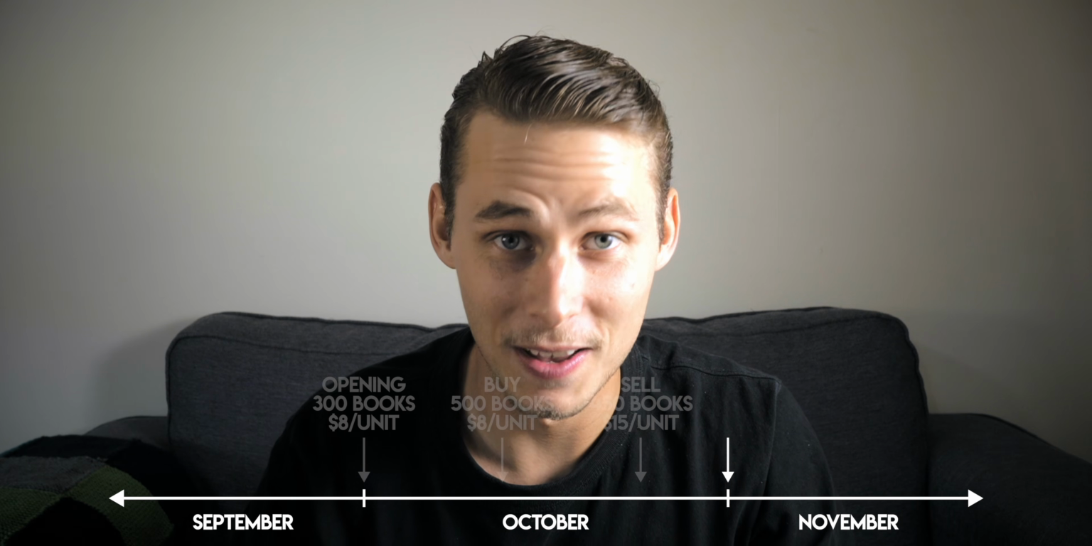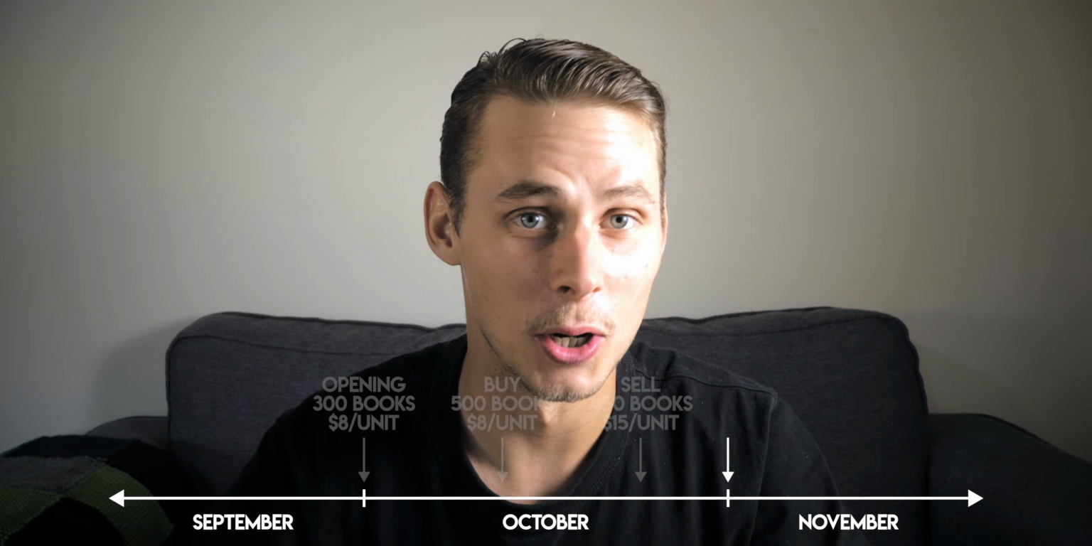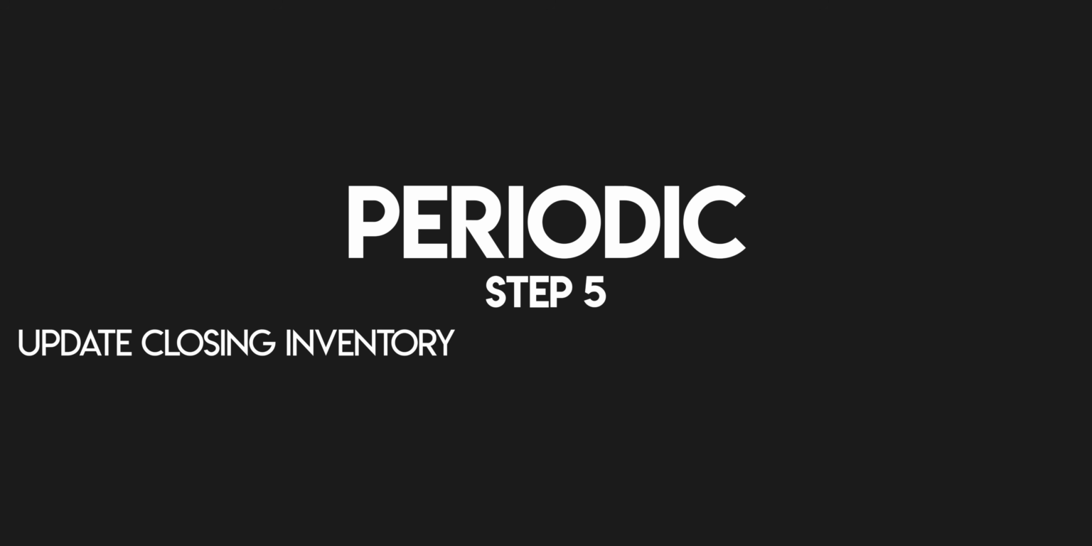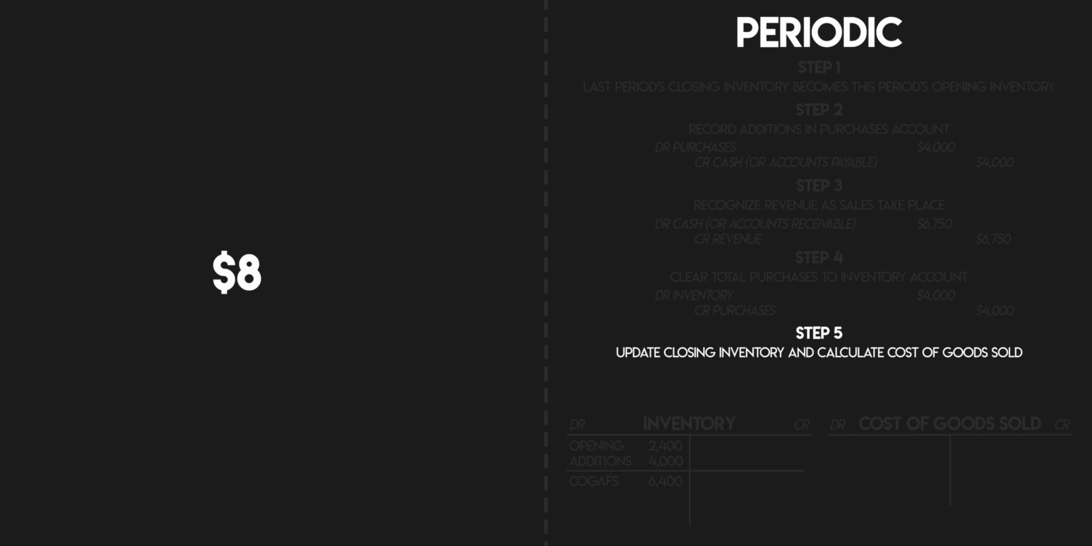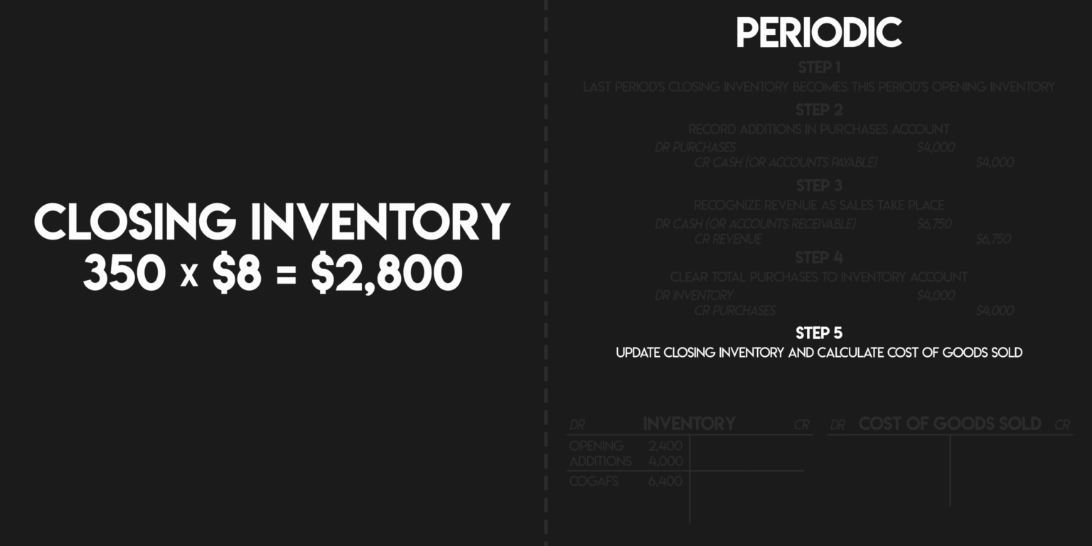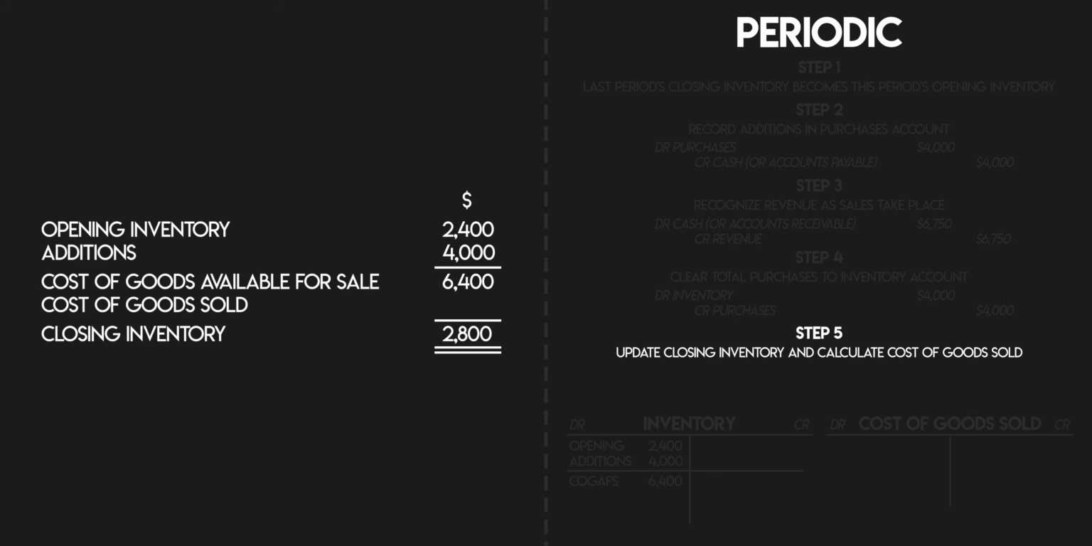Right, it's time for your inventory count. You head to your storage room where you keep all of your books and you physically count all of your inventory on hand. 350 books in total. That's your closing inventory. In step 5, you update your closing inventory and calculate your cost of goods sold. These books cost you $8 each to buy. 350 multiplied by $8 is $2,800. That's your closing inventory balance, which we can pop into the calculation here.